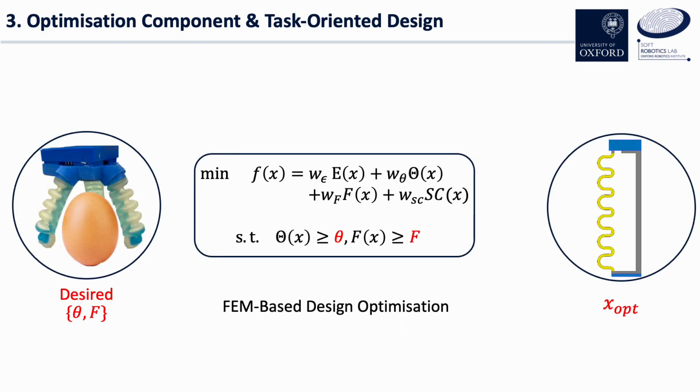It will be used to conduct task-oriented design of the Bellow SPA. By extracting angular deflection and force requirements from the task, the FEM-based optimization aims to maximize the angular deflection and force, minimize the maximum principal strain, and avoid self-contact while fulfilling the performance requirements.